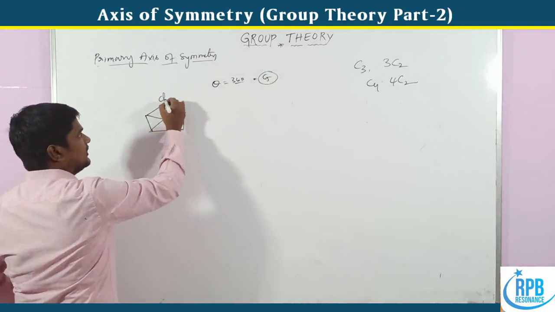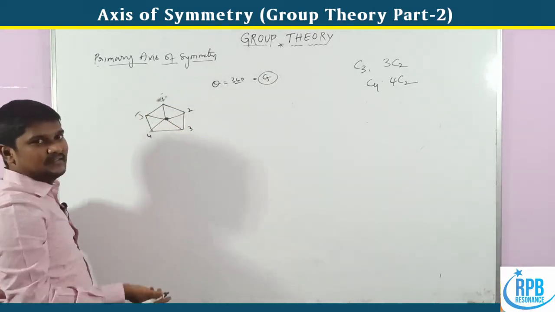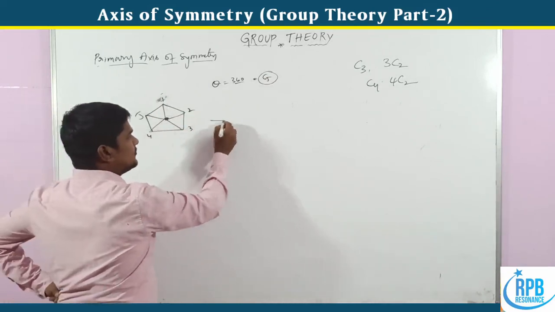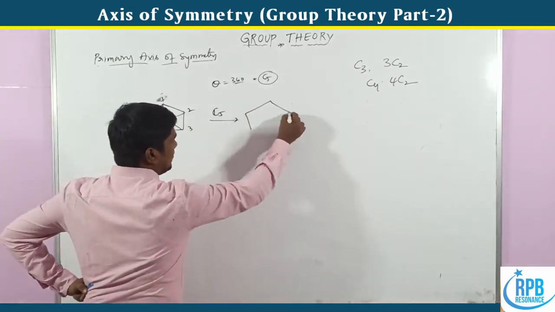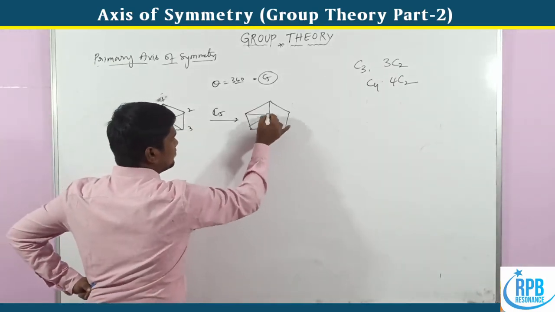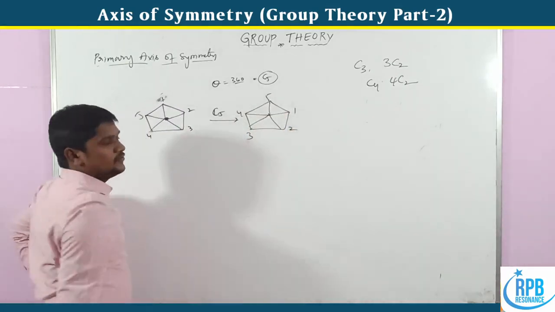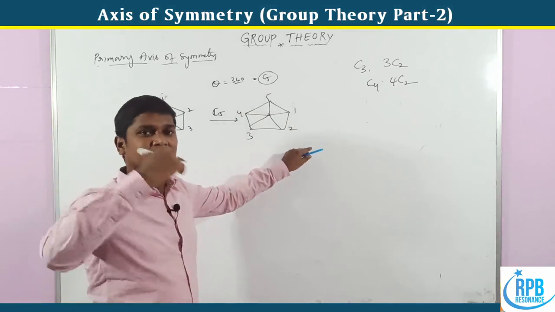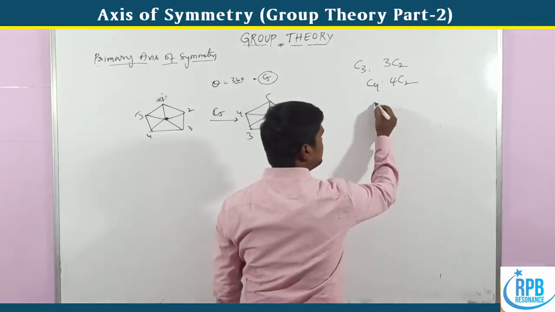So see here, example 1, 2, 3, 4, 5. It is nothing but a planar molecule. So that planar molecule will produce the C5 rotation. So the pentagram, 1, 2, 3, 4, 5. So 5 C5 axes of symmetry are present. So the 5th C5 axis of symmetry will result in the identical configuration.